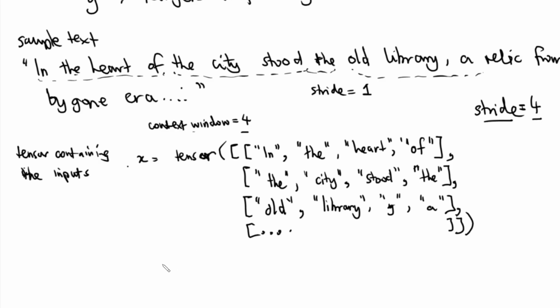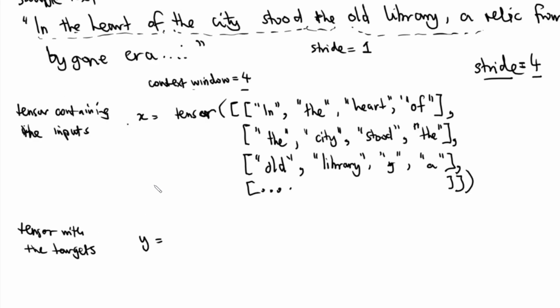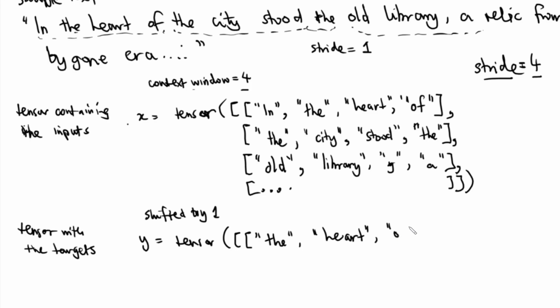So this is the input array that we have, and our y is going to be a tensor with the targets. This tensor with the targets is going to be derived from the same sample text, but shifted by 1. So y is a tensor, also multidimensional, but shifted by 1. Which means y starts on the heart of the. So this is the first target, the first y.